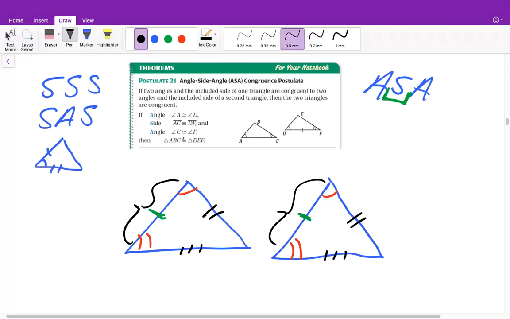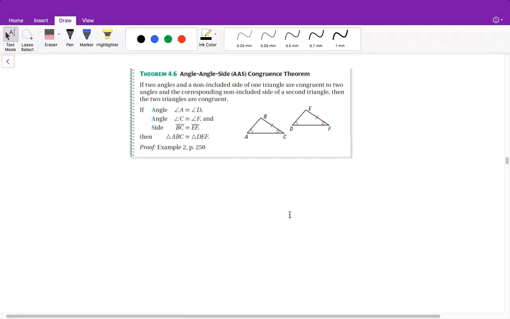Or before we do that, here if you see, we have these two angles are congruent. A is congruent to D, angle C is congruent to F, and they give us the side in between is congruent. So that allowed us to write a congruency statement of triangle ABC is congruent to triangle DEF. All right, just make sure the corresponding parts that are congruent to each other are written in the same position in our statement. All right, the next one, angle, angle, side.